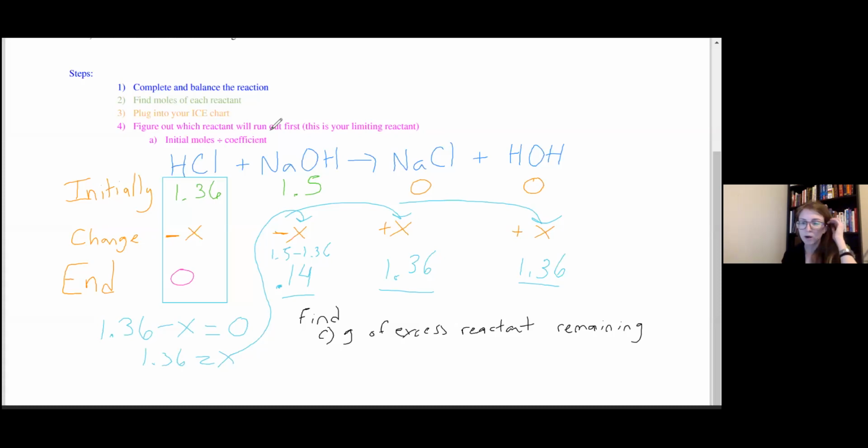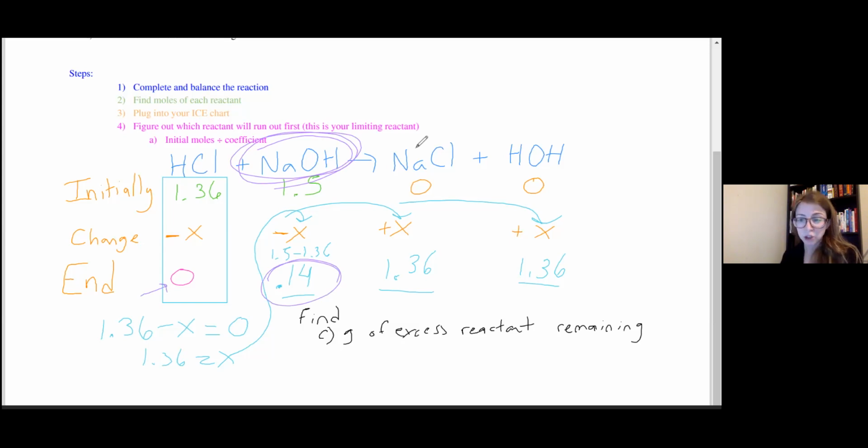For part C, where it asks for the grams or the mass of the excess reactant remaining, think about what those words mean. Excess means extra. Reactant, so those are things on the left of the arrow. Remaining, meaning at the end. So how much of the reactant that we didn't run out of do we still have left? Well, the reactant we didn't run out of is NaOH. NaOH is a reactant, it's on the left of the arrow. HCl is also a reactant, but we ran out of the HCl. We didn't run out of the NaOH, we still have some of it left.